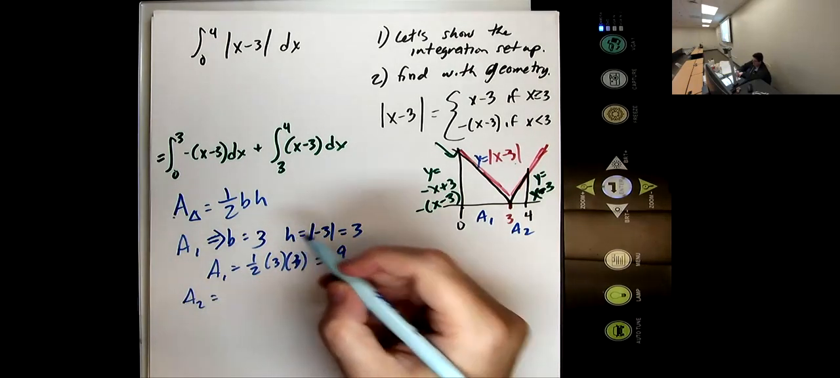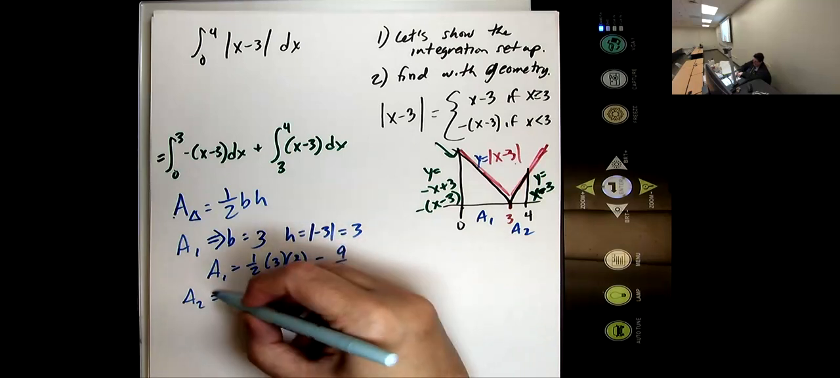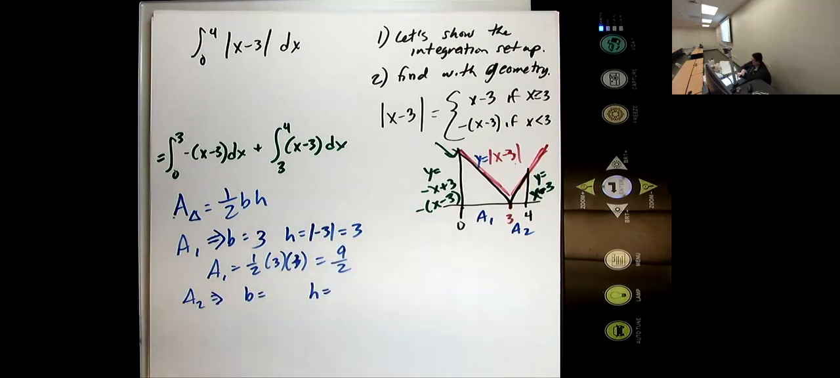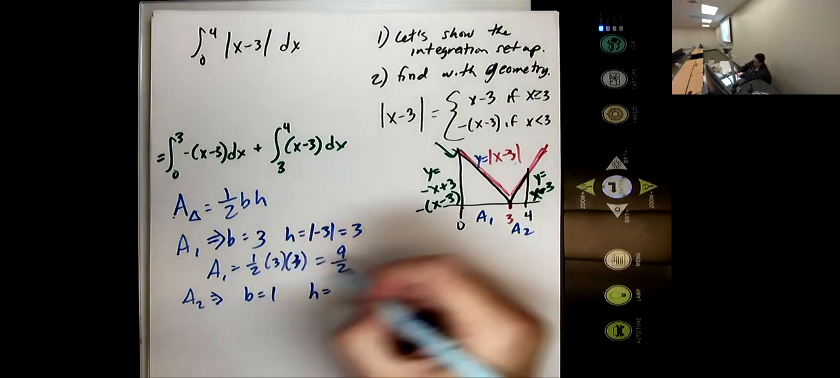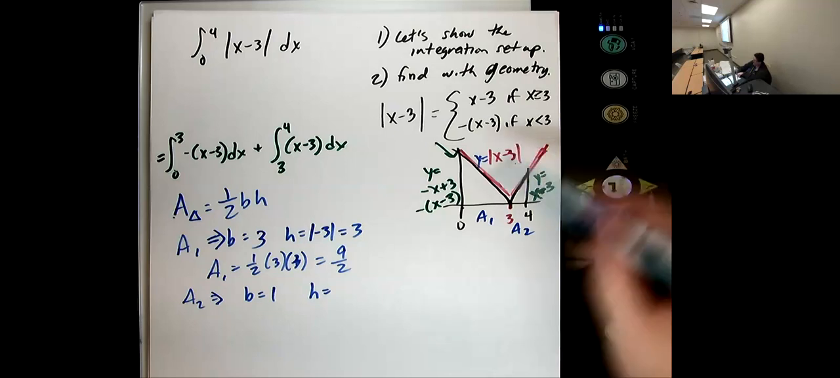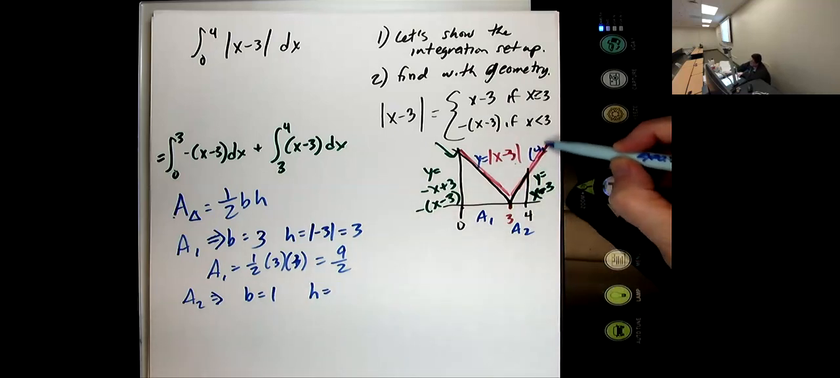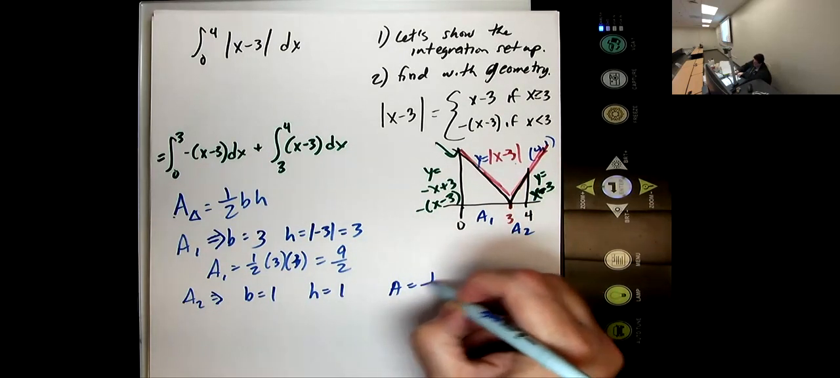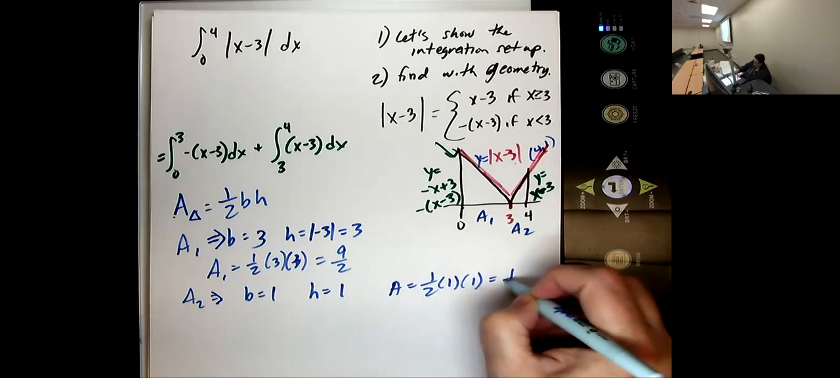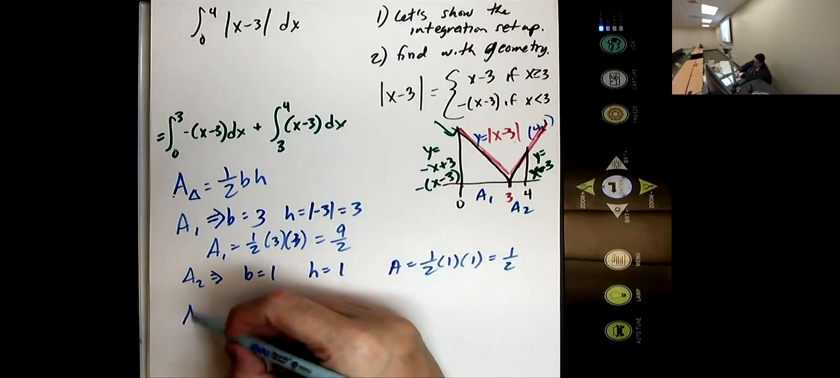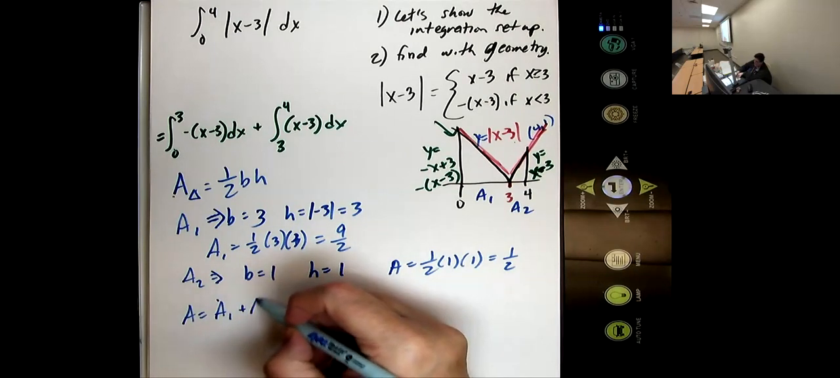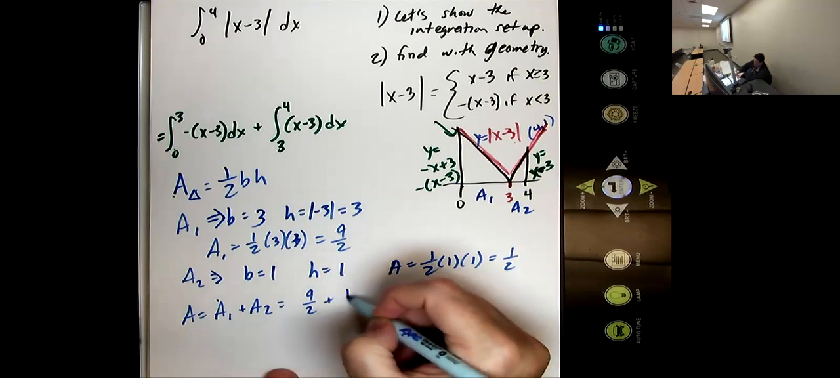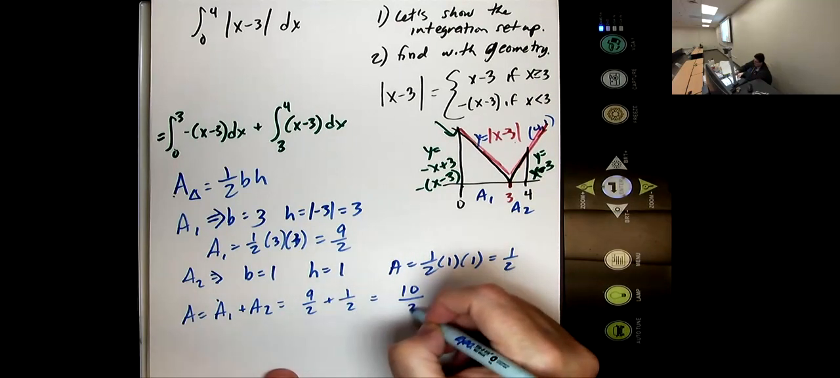A2. What do we got for base and height? One and one. If I plug in 4, 4 minus 3 says this height here is 1. So 1 and 1, and so A2 is 1/2 times 1 times 1, which is 1/2. And our total area is A1 plus A2. 9/2 plus 1/2 equals 10/2, which equals 5.